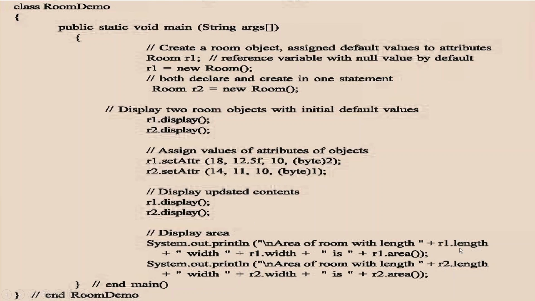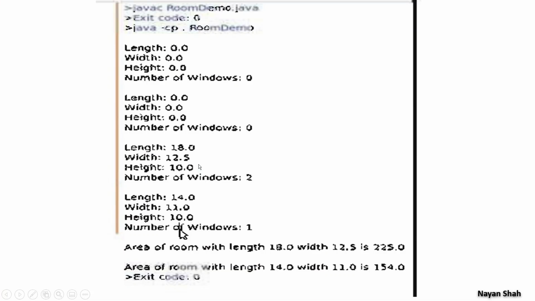So we can refer to an instance variable and instance method using the dot operator, as you can see here, R1.length, R2.length, because all the objects created from the Room class will have the length variable, the length attribute. Then how do we refer to the particular length of a particular object? By specifying the object name and the attribute name separated by a dot. Similarly, object name and method name separated by a dot. So r1.length is called an instance variable, and r1.setAttribute is called an instance method.